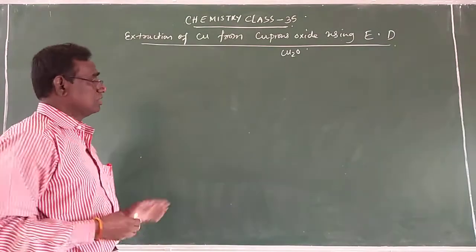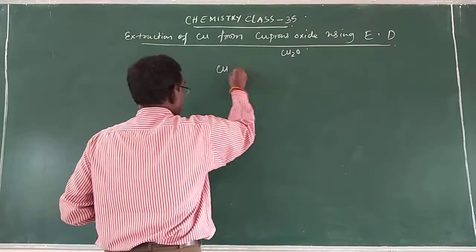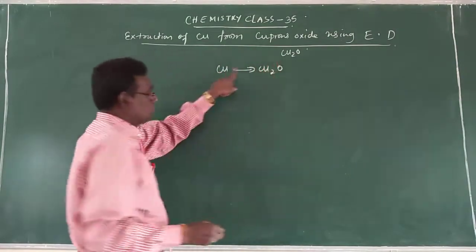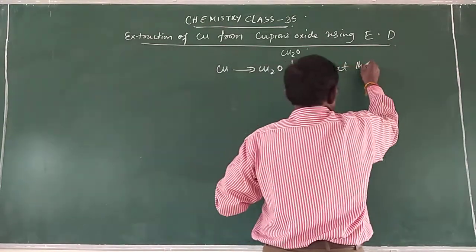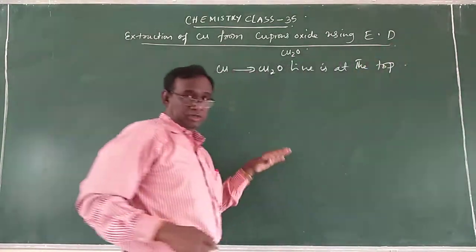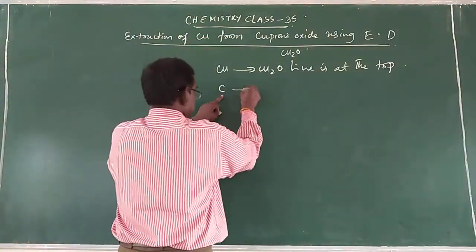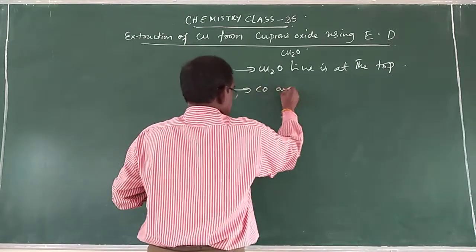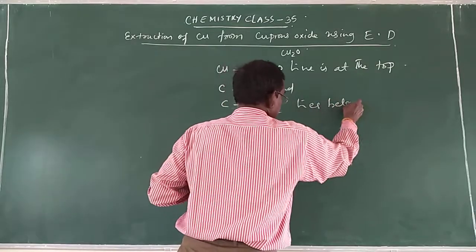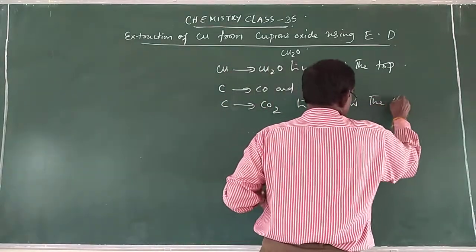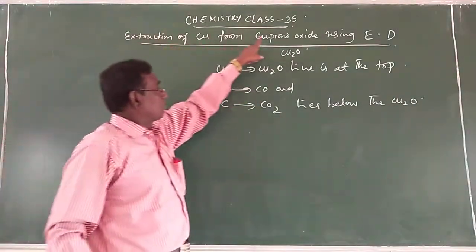If you observe the Ellingham diagram, the Cu to Cu2O line is at the utmost top of the series, and the C to CO and C to CO2 lines lie below the Cu2O line. Listen here. That is the extraction of copper from cuprous oxide.